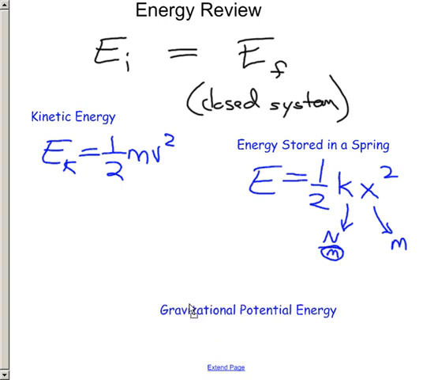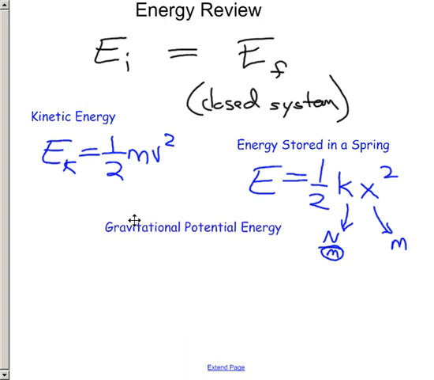The last type of energy that you need to be concerned with is what's called gravitational potential energy. This is an energy that an object has relative to its position in a gravitational field. So if you have a bowling ball that's on top of a bookshelf, it's going to have gravitational potential energy because it could fall down to the ground and do some damage.